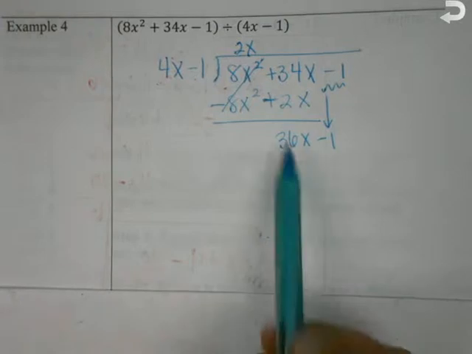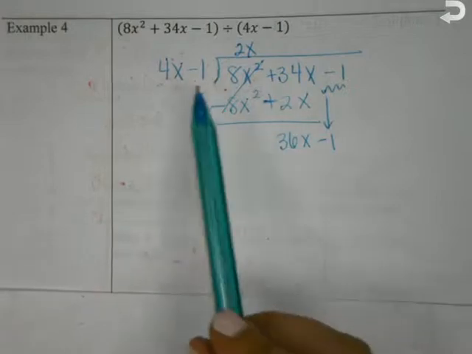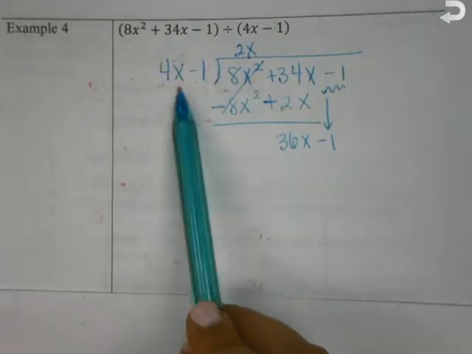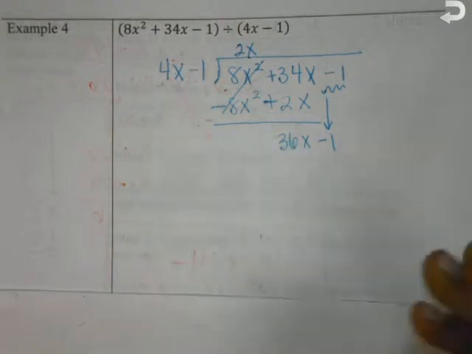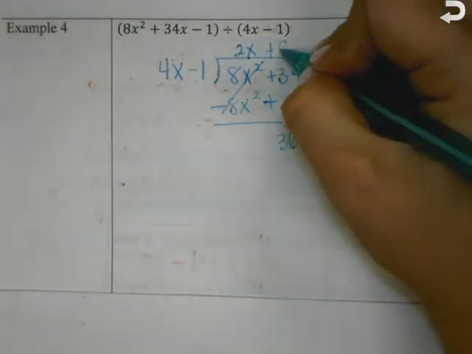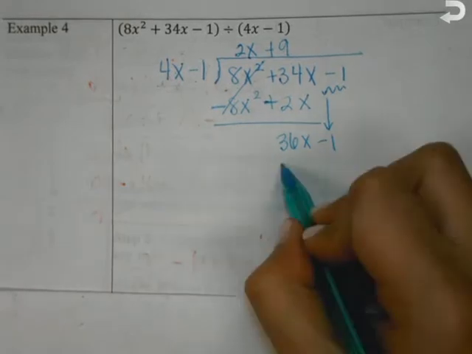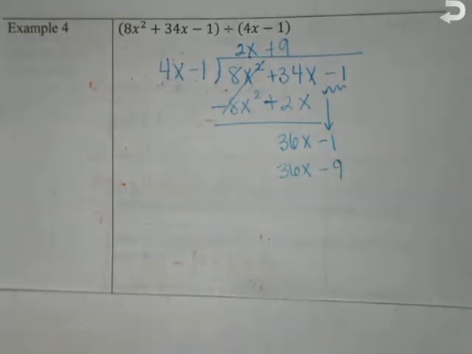Perfect. So we have to figure out what 4x, when you multiply by 4x gives you 36x, and Christian said that was positive 9. So when I multiply positive 9, that's going to give me 36x minus 9. Now what? Then you would switch the sign. Perfect. I switch the sign. So that becomes negative, that becomes positive.